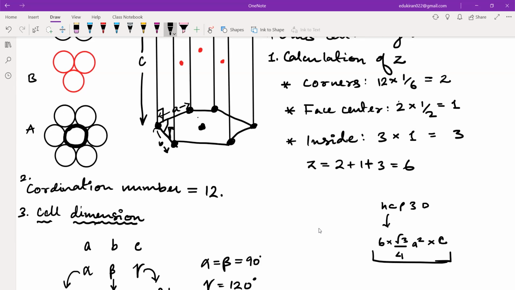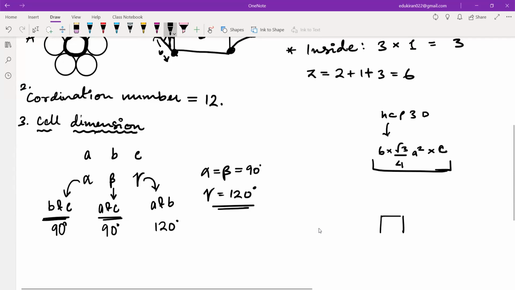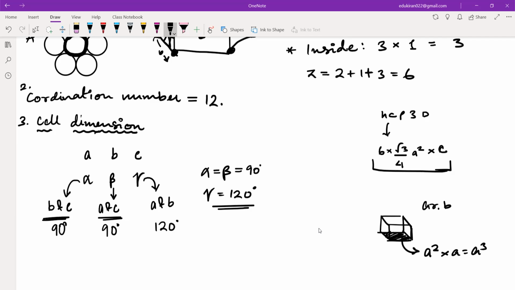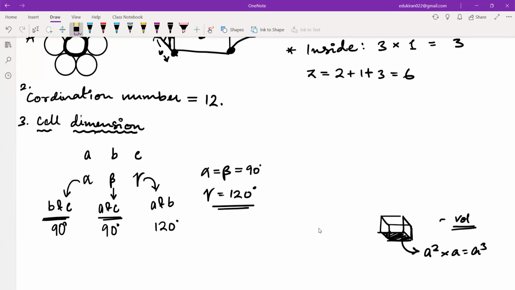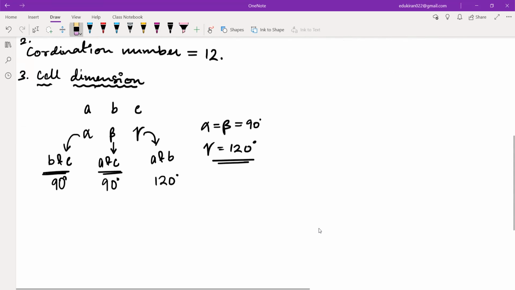Got it? Yes or no? I hope this idea is not new to you. When you have a cube, the area of the base is a square, equal to a squared. And the height is equal to a again, so the volume will be equal to a cubed. So the area of the base into the height is equal to the volume of the solid. You got it? I hope you have learned this in 10th standard; you may have been forgetting things, but you may have learned it.